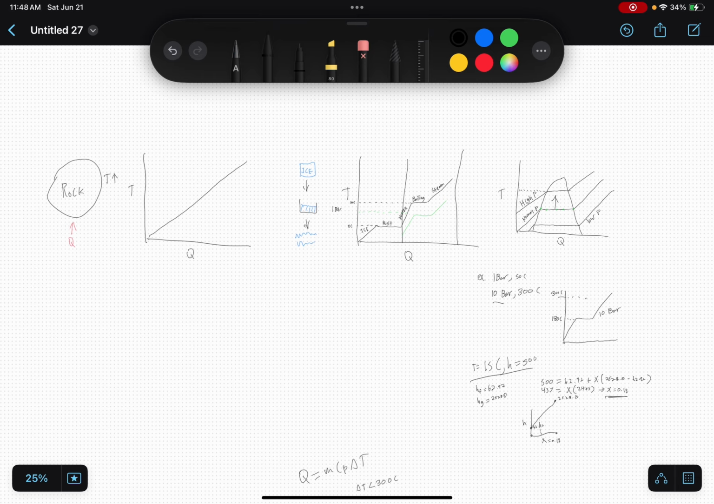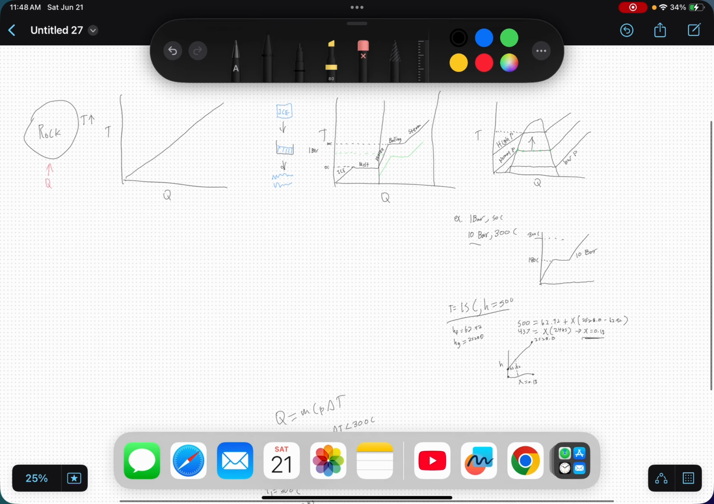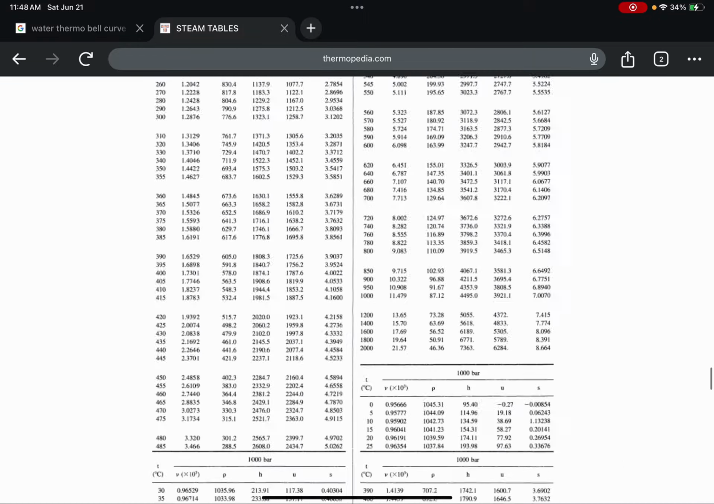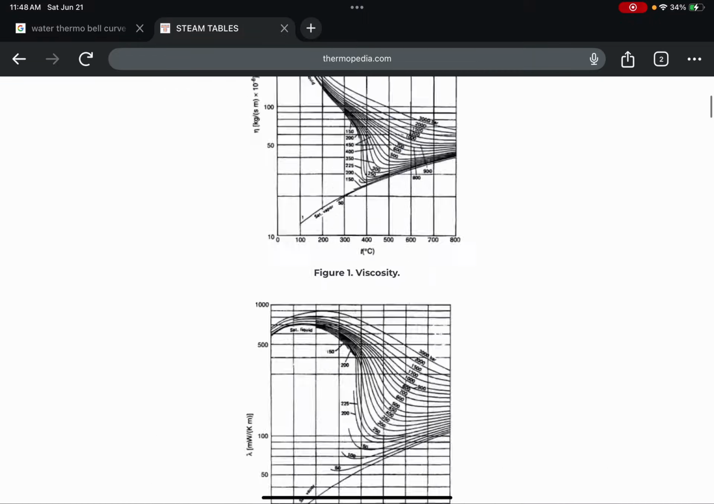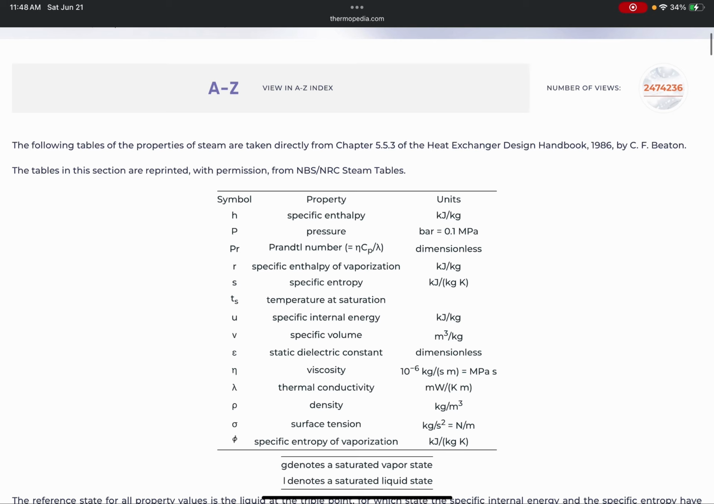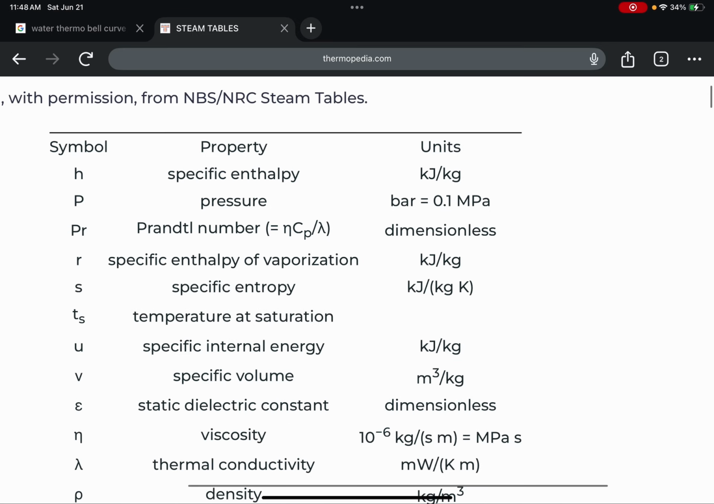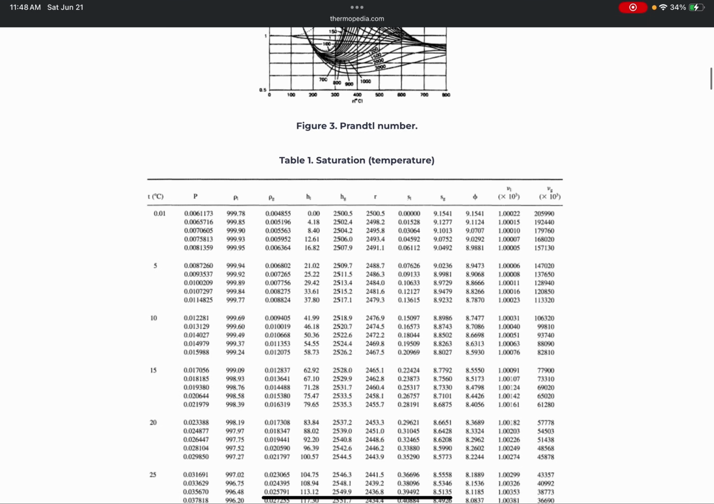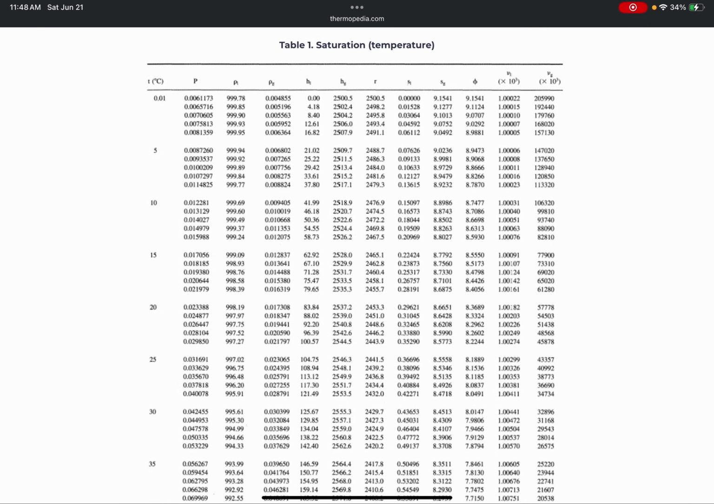But yeah, I think that is literally it for steam tables. This website I found to be the best one because it has all of them in metric units, which is the better unit. And it's got all the tables in one place, so you're chilling.